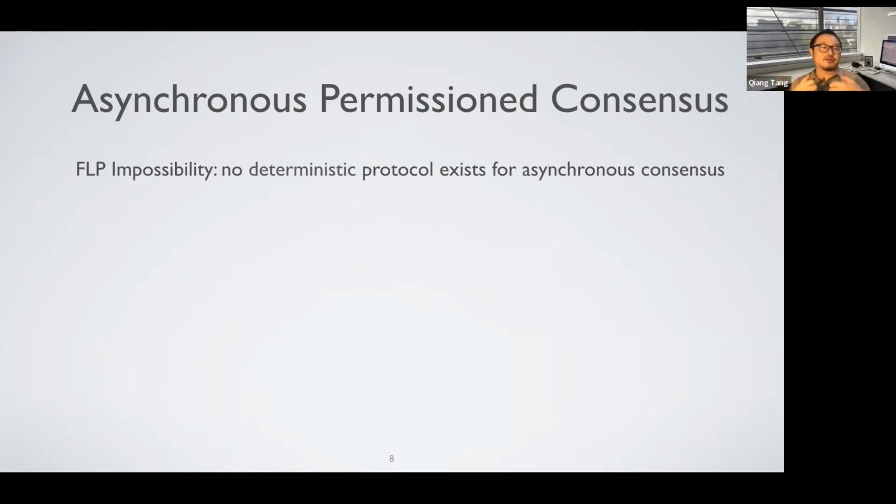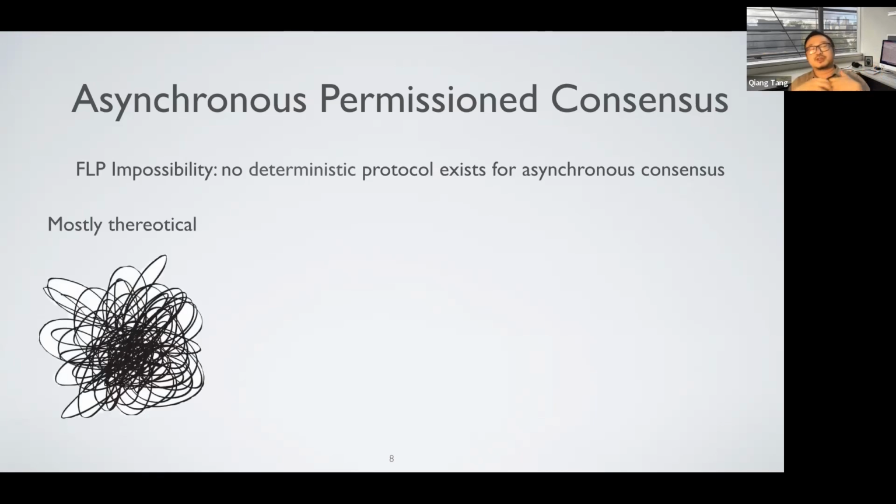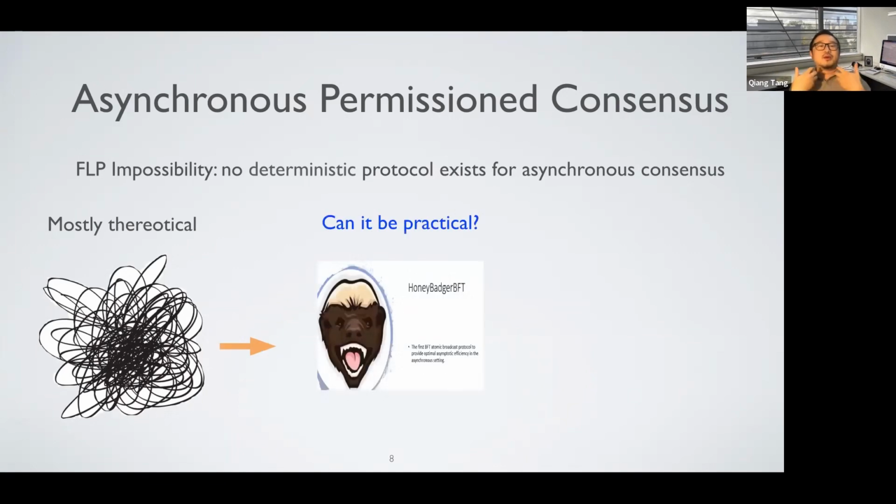One hint comes from the very classical result called FLP impossibility. Back in the 80s, it hinted that no deterministic protocol can ever exist for asynchronous consensus. So over the years, people have spent a lot of effort designing all kinds of randomized protocols to circumvent this impossibility. Those classical results are mostly theoretical in nature. Essentially, none of them have ever been implemented or deployed in real life. But until very recently, because Bitcoin inspired us to consider deploying consensus on the open internet, people started to seriously wonder: can such asynchronous consensus protocols ever be practical?